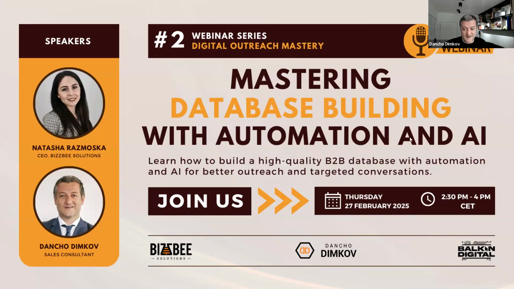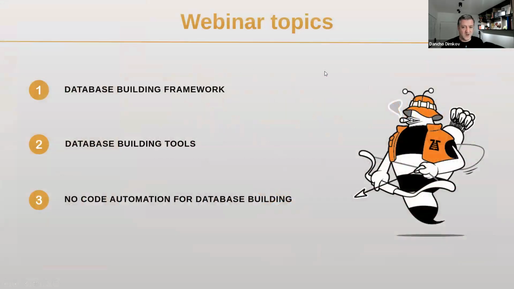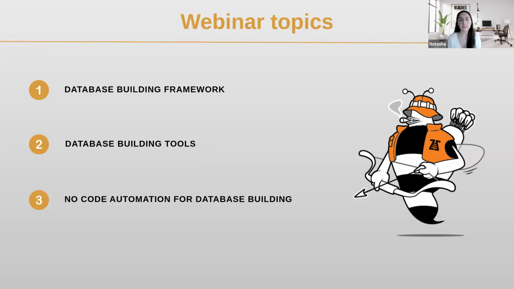Today we have a nice agenda. Maybe Natasha, you can tell us a bit more on the topics that we're going to cover today. Yes, of course. So as you said, we are going to the next step of the outreach process, which is following the ICP research and identifying the ideal client profile, and that is the database building. In this webinar, we'll cover three main topics, but within those topics, we'll dive into a lot of details for each one of them.